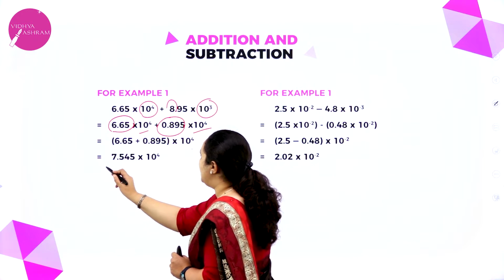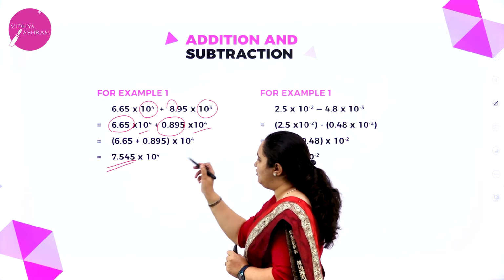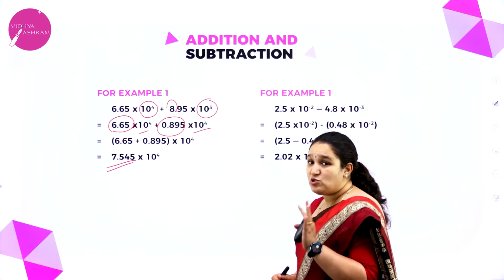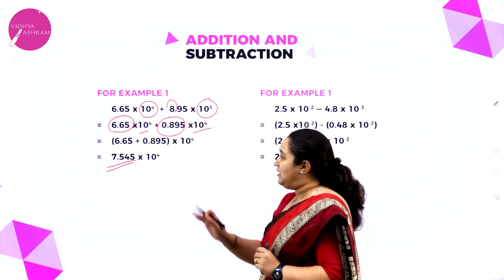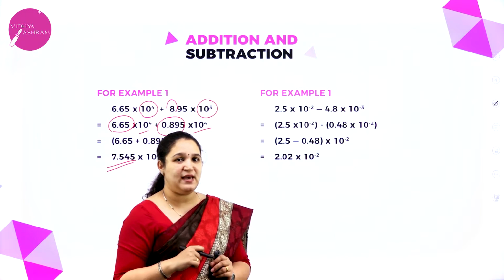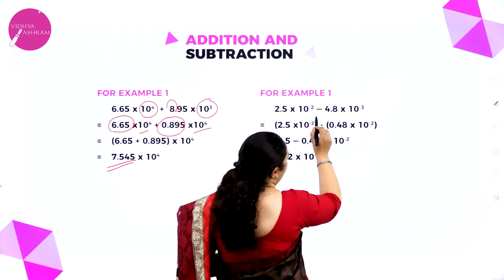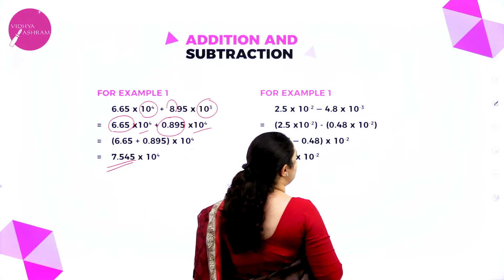So when I add this, I will get 7.545 into 10 to the power 4. So I hope you have understood about this. This is for addition. Even for subtraction, you have to follow the same method. What we are doing here: 2.5 into 10 power minus 2 minus 4.8 into 10 power minus 3.